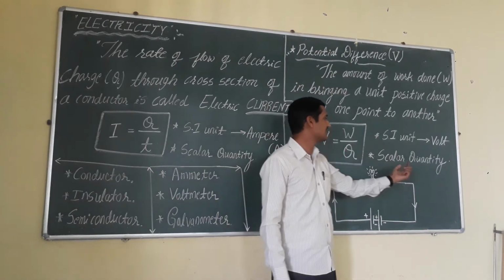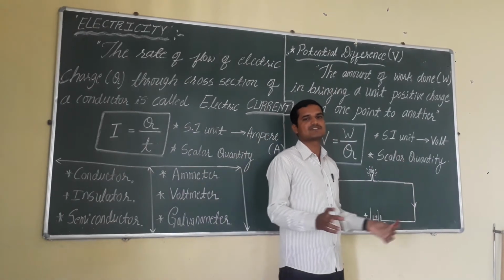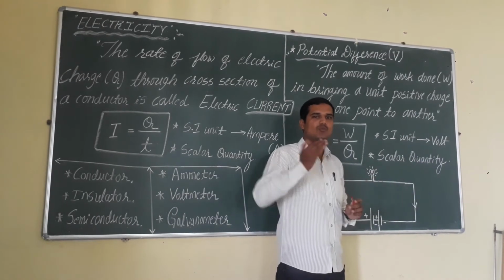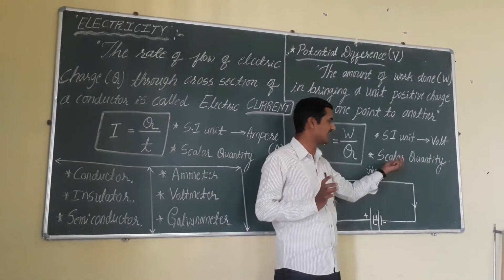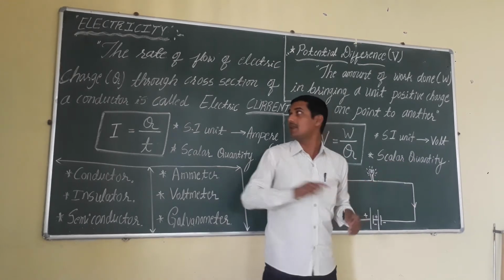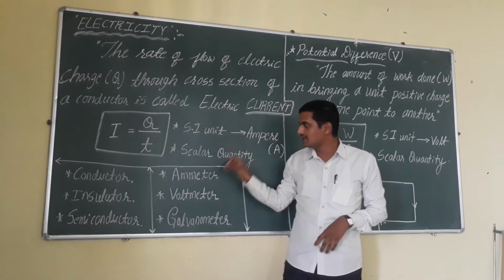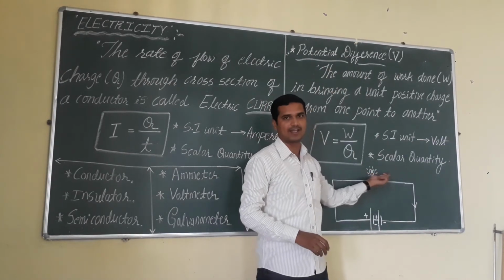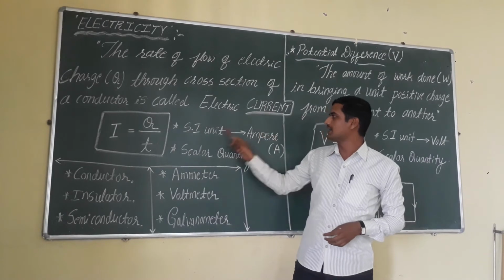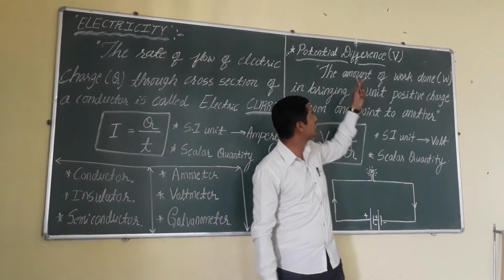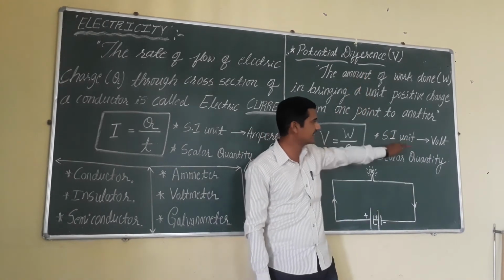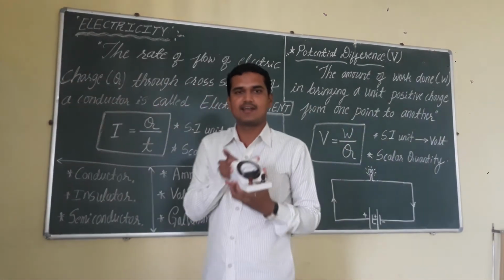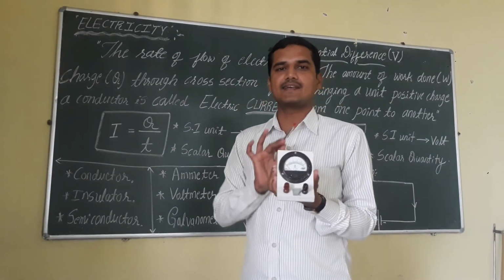And this is also generally considered a scalar quantity because it does not have any specific direction, only a magnitude. The quantity which has only magnitude and no specific direction is generally called a scalar quantity. So do remember, electrical current is also a scalar quantity and potential difference is also a scalar quantity. But in the case of electrical current, the SI unit is ampere, and in the case of electric potential or potential difference, the SI unit is volts. And also, this device you can see here is called a voltmeter.